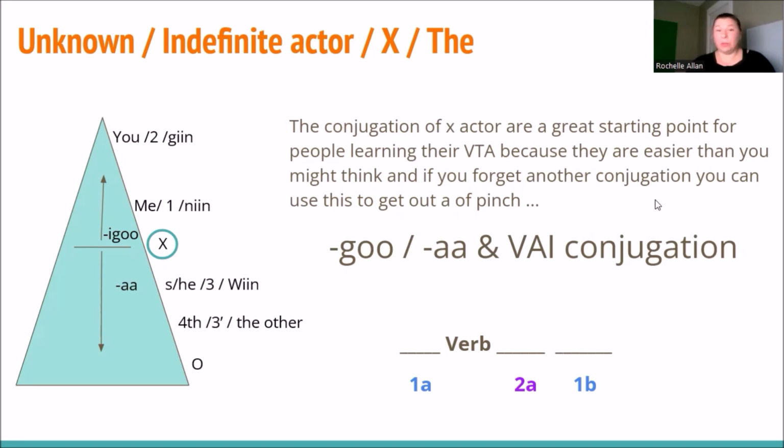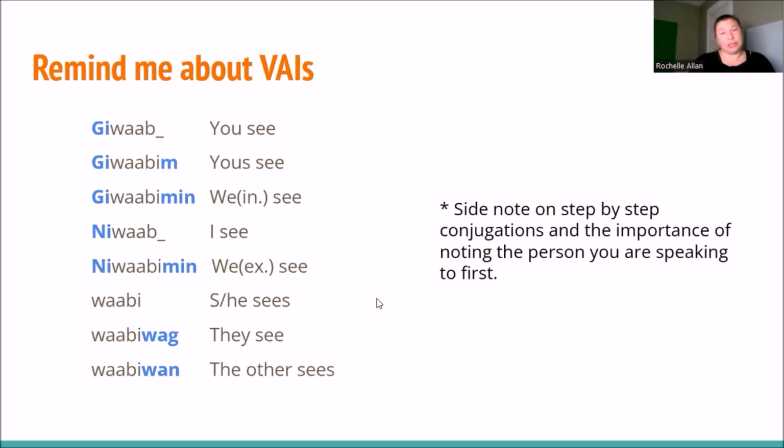So what you're going to do for the independent form is you're going to take the ig or a sound, depending on if you're going X to me, X to you, X to 3, or X to obviative. And then you're going to add to that your VAI conjugation. So if the learner's already learned their VAIs, they're just adding this one piece. If you haven't seen the VAI conjugations, this is sort of what they look like.